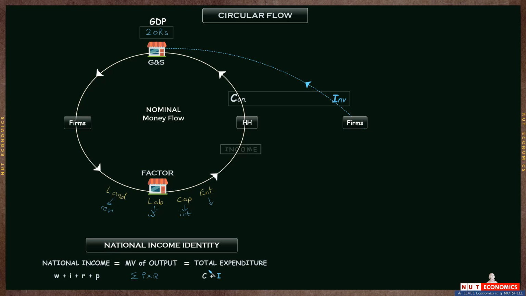But you also need to understand that for a country to stay at a certain equilibrium, in this case at 20 rupees of output value, spending and income, the condition that needs to be met is that the leakages from the circular flow should be equal to injections. As long as that is true, the economy will stay at this equilibrium of 20 rupees worth of value of output, spending and income, as long as the leakages from the circular flow are equal to the injections into the circular flow.